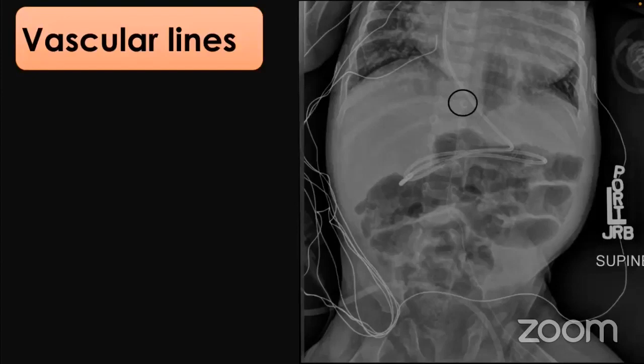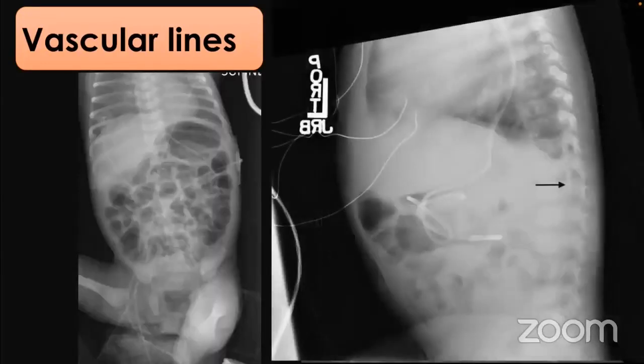So we may have a vascular anomaly here. We did a lateral view. The line here is seen in a lumbar vein.